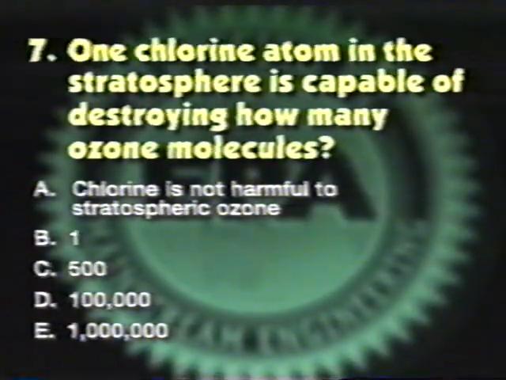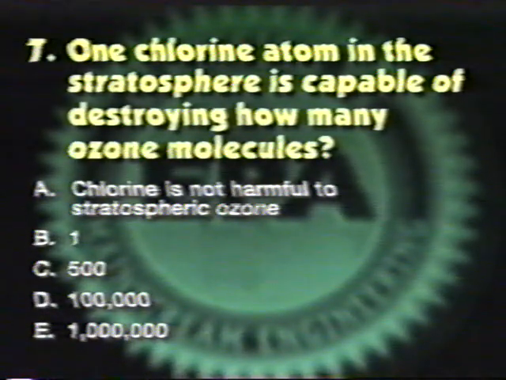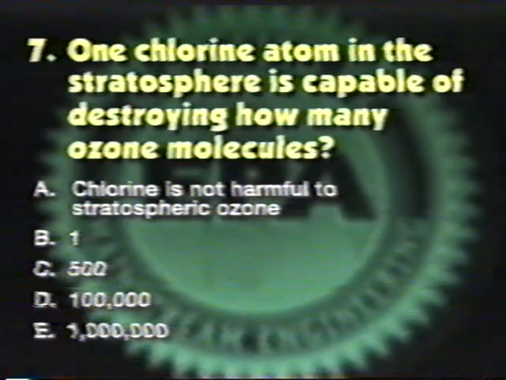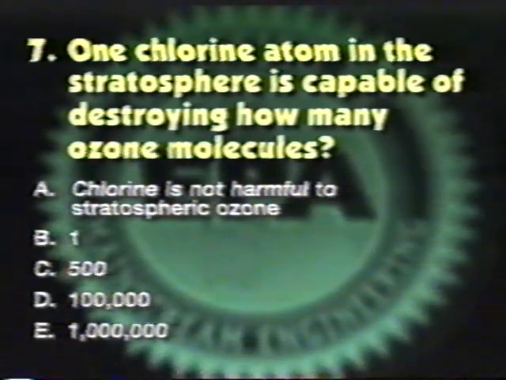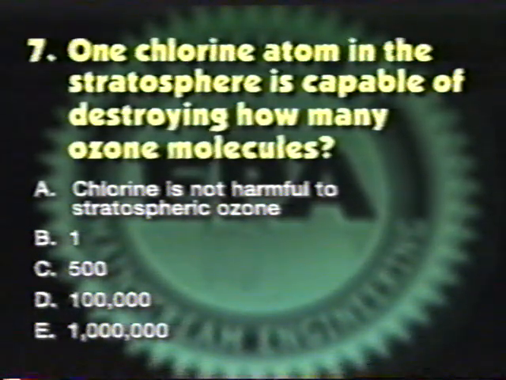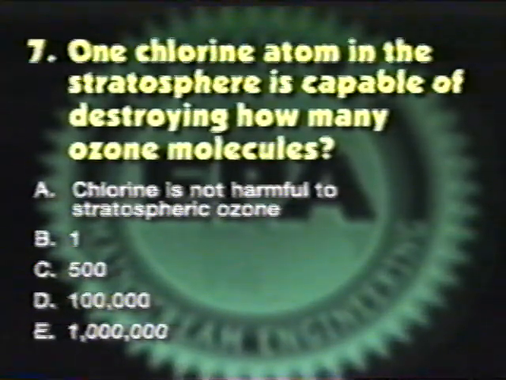One chlorine atom in the stratosphere is capable of destroying how many ozone molecules? A. Chlorine is not harmful to stratospheric ozone. B. 1. C. 500. D. 100,000. E. 1 million.